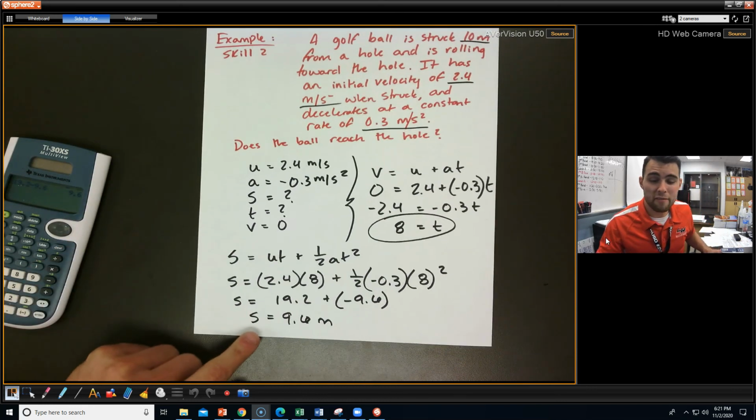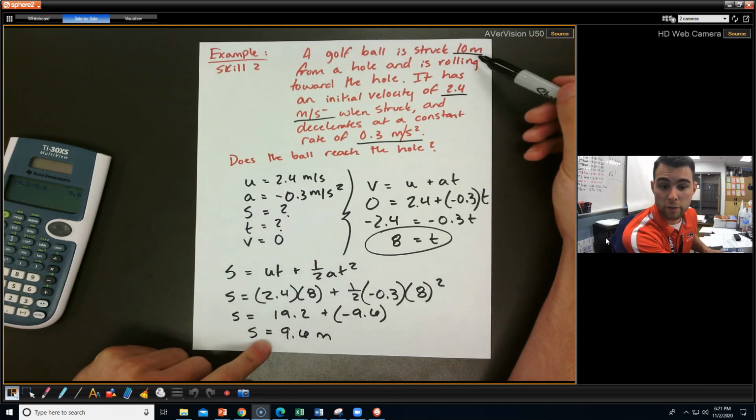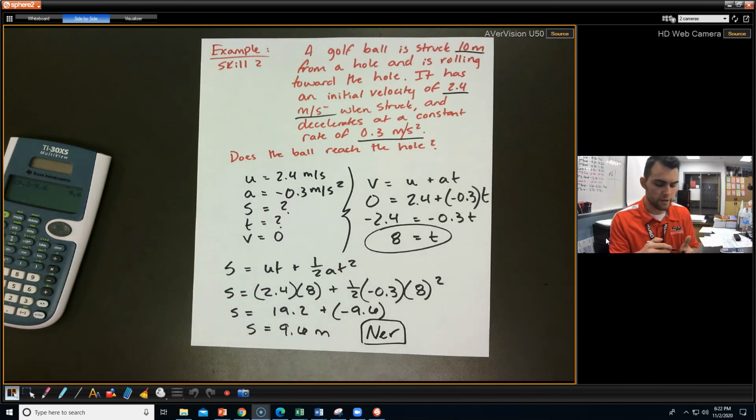So my ball traveled only 9.6 meters, so it turns out it did not reach the hole. Unfortunate, that golfer is probably really upset. He got a par, he wanted a birdie. Better luck next time, pal.